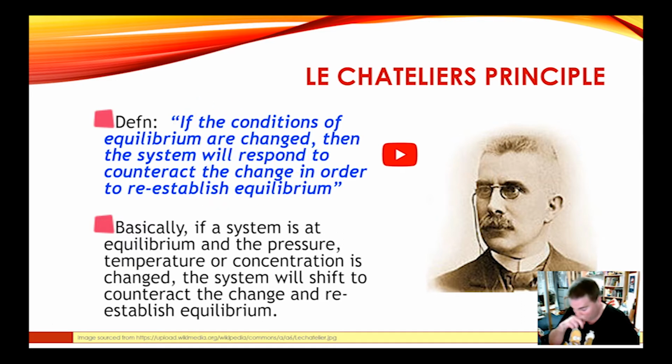Basically, the easy way to remember this is that if the system, which is at equilibrium, has something that changes it or impacts on it, the system will shift to try and do the opposite of what you did. So if you increase the concentration of something in your equilibrium, it will try and shift to decrease that concentration. If you increase the temperature, the equilibrium will shift to try and decrease that temperature, and that's basically what it's all about.